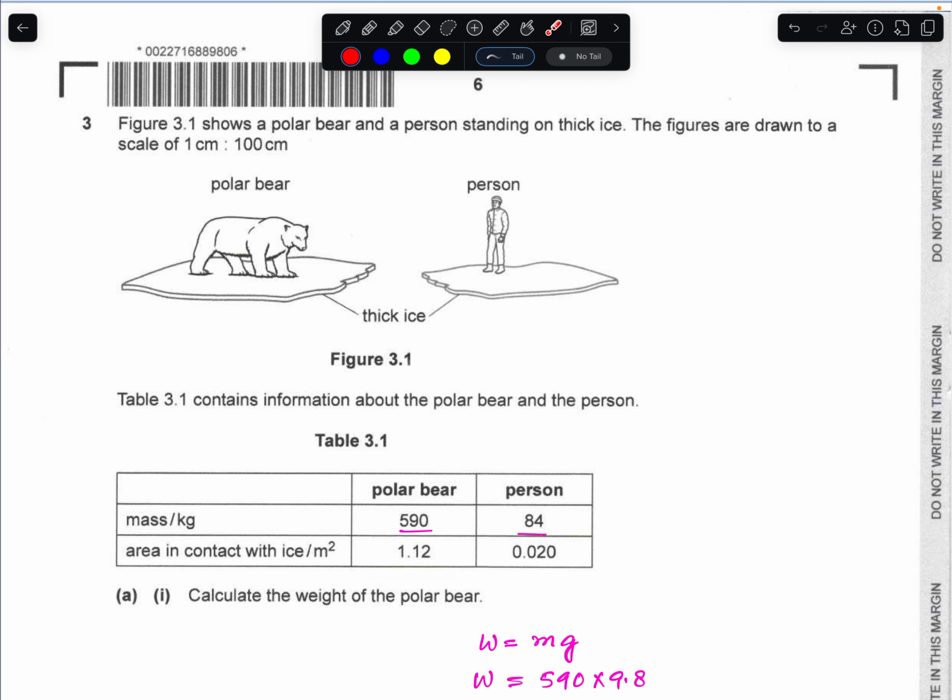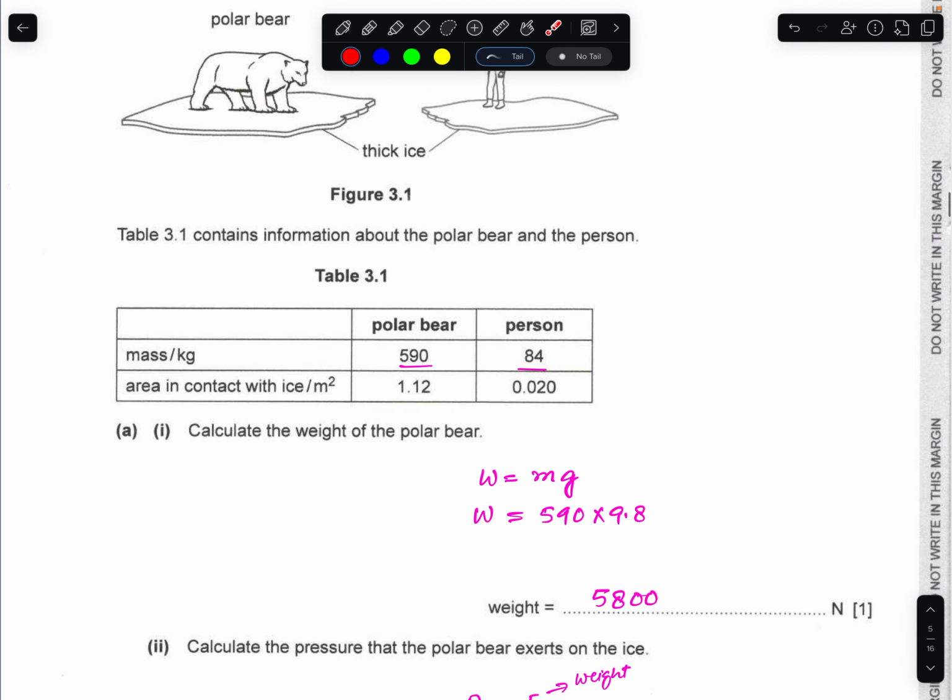So the weight of the polar bear can be calculated by using this equation. W equals mg, and you already know this formula. So we are multiplying the mass of the polar bear because we are calculating the weight of the polar bear. So keep this in mind. You must not use the mass of the person because they're asking for the weight of the polar bear.